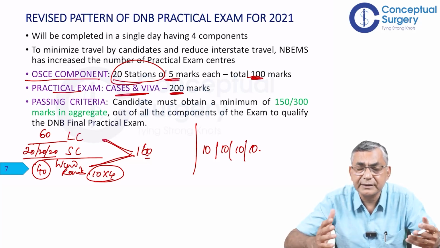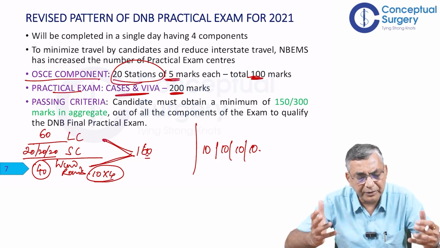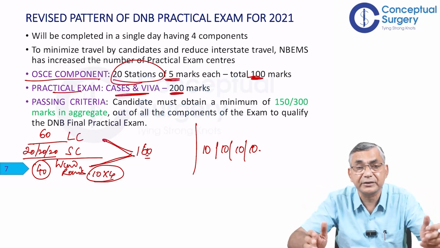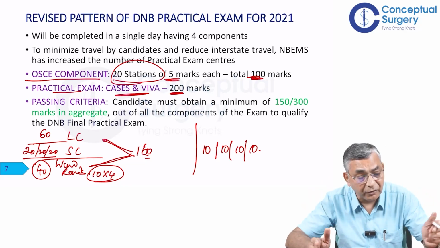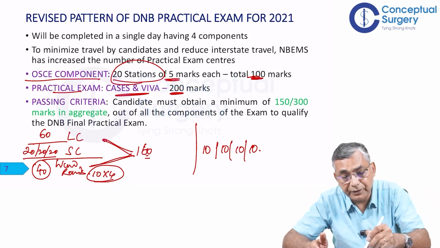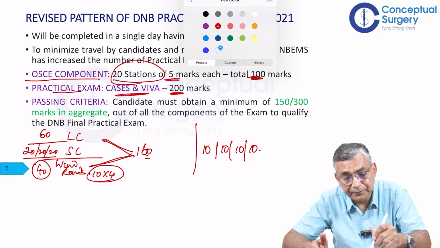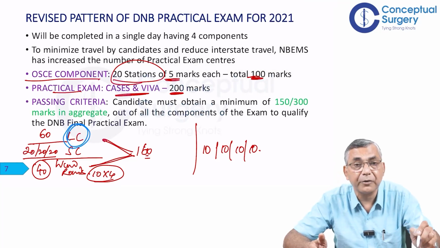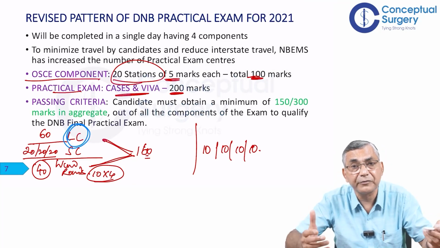There is a set distribution which comes from the board. I'm just trying to tell you so that you have a plan in action, about what is the important place. Obviously then this component of the long case becomes very important. It is 60 marks. You've got to do it very well.